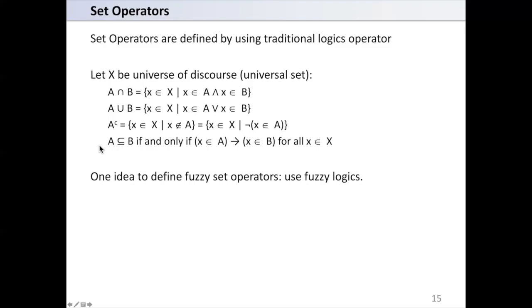A is a subset of B if and only if X is an element of A implies that X is an element of B, for all X in the universe of this course. One idea to define fuzzy set operators is to use fuzzy logics.